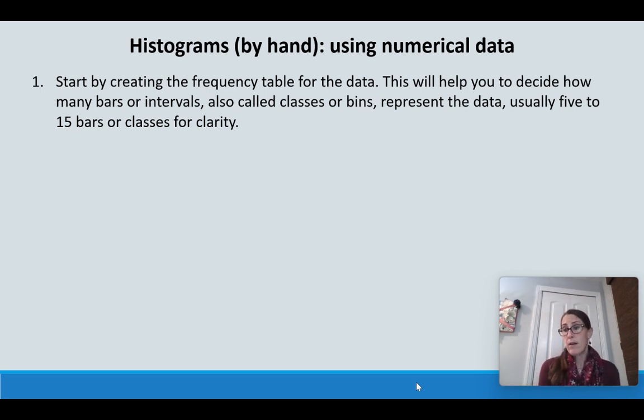If we have numerical data, again, if we're doing something by hand, we would do the frequency table first. If we had to decide on our own how many bars or intervals or classes or bins we wanted to do, usually we're going to think about having between 5 to 15 bars or classes for clarity. Too few isn't very helpful. Too many is also not helpful.